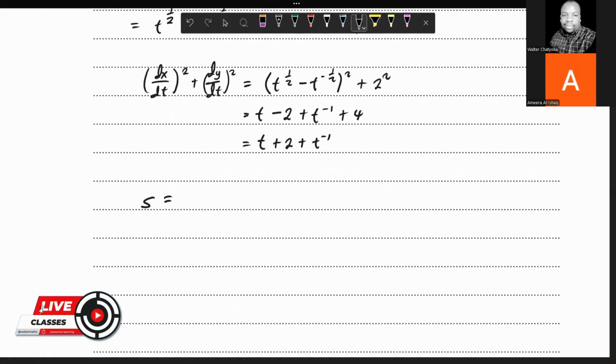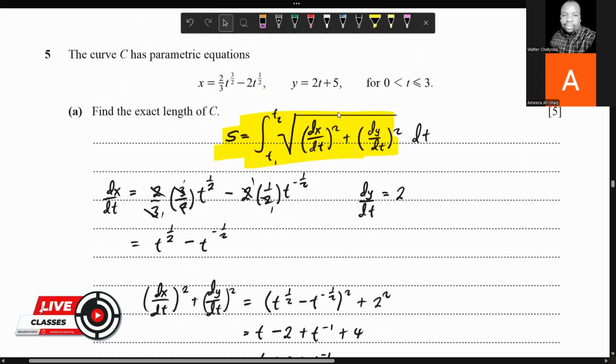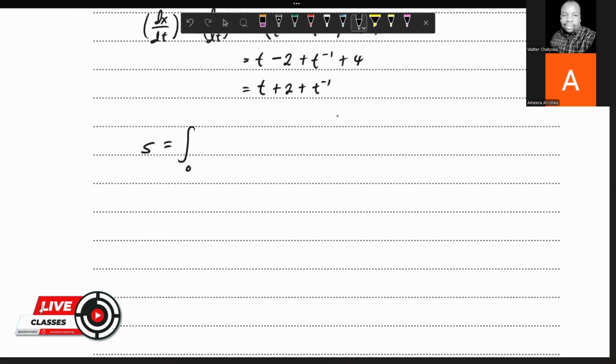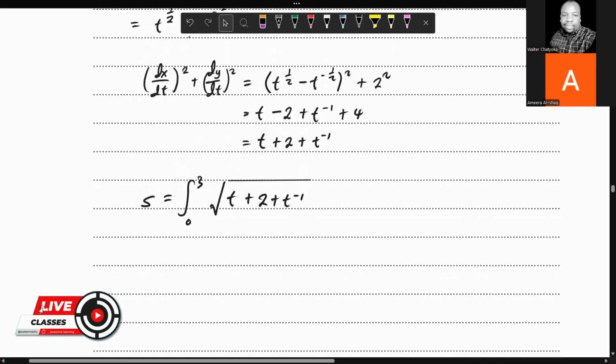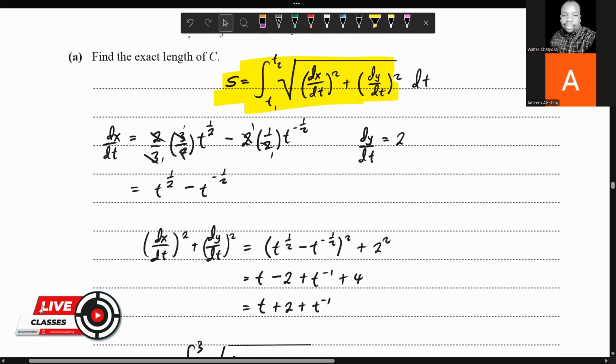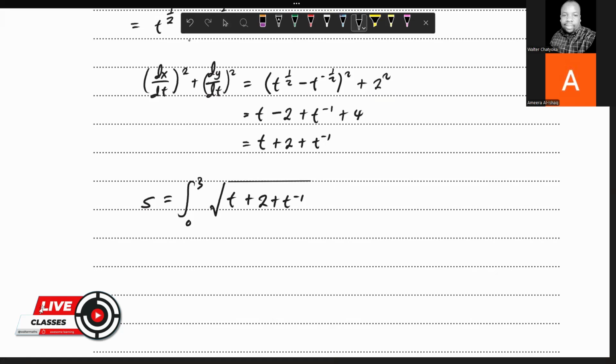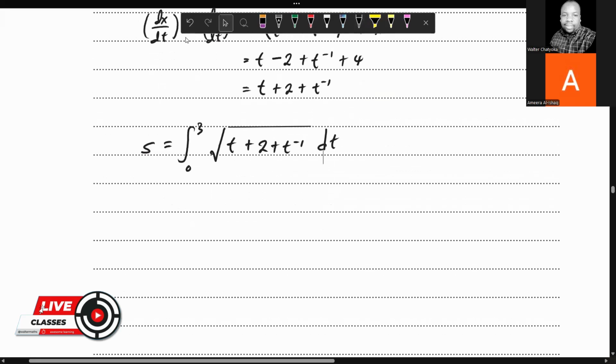So we're going to say to get the length of arc, which is s, it is going to be equal to the integral, the limits here are 0 to 3, of the square root of t plus 2 plus t to the minus 1. According to the formula, it's a root of dx by dt squared plus dy by dt squared with respect to t.